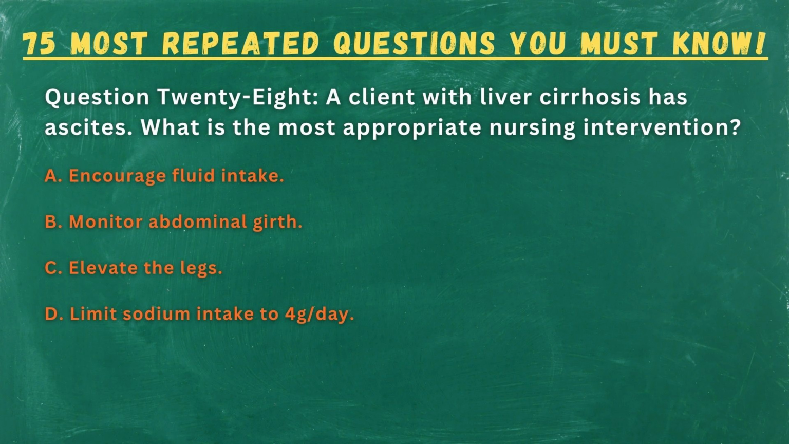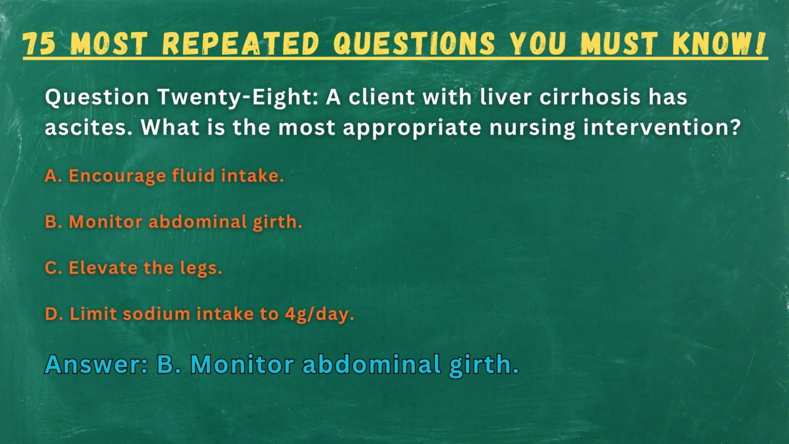Question 28. A client with liver cirrhosis has ascites. What is the most appropriate nursing intervention? A. Encourage fluid intake. B. Monitor abdominal girth. C. Elevate the legs. D. Limit sodium intake to 4 g/day. Answer: B. Monitor abdominal girth.